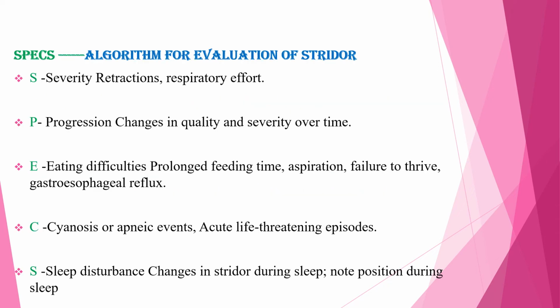There is an algorithm called SPECS for evaluation of stridor in the newborn. S stands for severity of retraction and respiratory effort. P stands for progression, change in quality and severity over time. E stands for eating difficulties, such as prolonged feeding time, aspiration, failure to thrive, or reflux. C stands for cyanosis or apneic events or acute life-threatening episodes. S stands for sleep, such as sleep disturbance, change in stridor during sleep, and positioning during sleep.